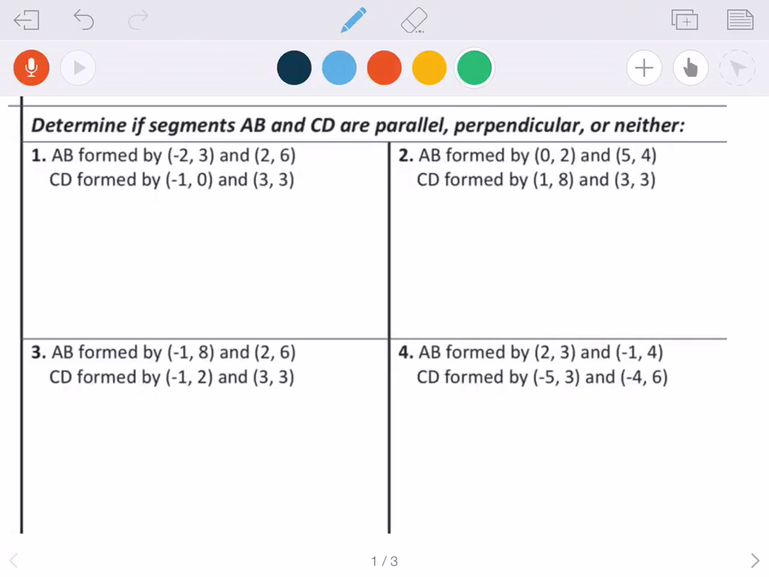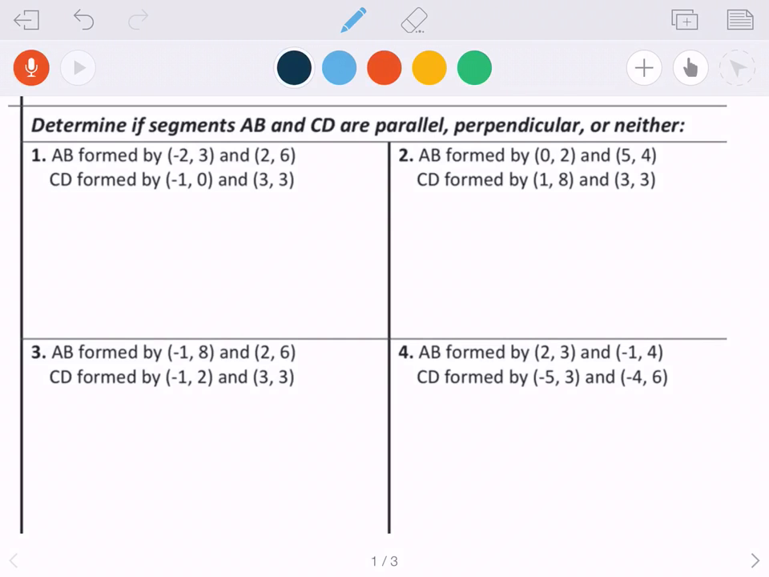This video is going to be on parallel and perpendicular lines. So obviously, there are parallel and perpendicular lines everywhere. You think about you're driving down the road, you have the double yellow lines, those are parallel. We have perpendicular and parallel lines everywhere.